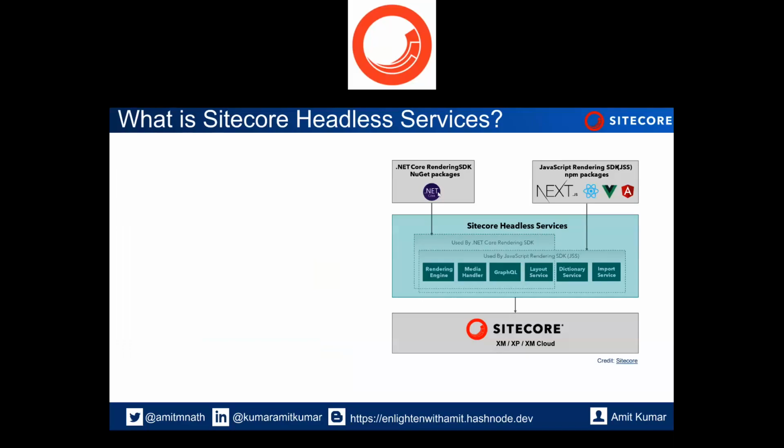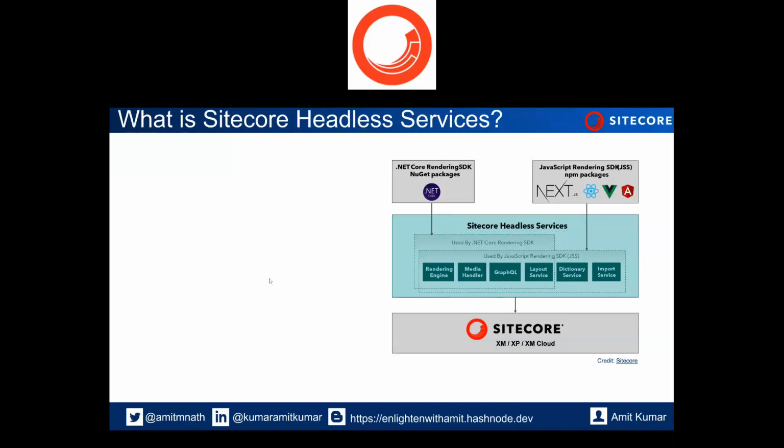In terms of a headless CMS, you all will be aware of this diagram, which clearly explains Sitecore headless services. So what is Sitecore headless services? Before 10, it was Sitecore JSS. Now it's called the Sitecore headless services module, which provides a headless API for the ASP.NET rendering SDK, as well as the JavaScript SDK, which is utilized by client-side scripting frameworks. And if you are using .NET Core, you can utilize the .NET Core SDK to build up. In this, we will have a rendering engine, a media handler, GraphQL endpoint, layout service, dictionary, as well as the import services.